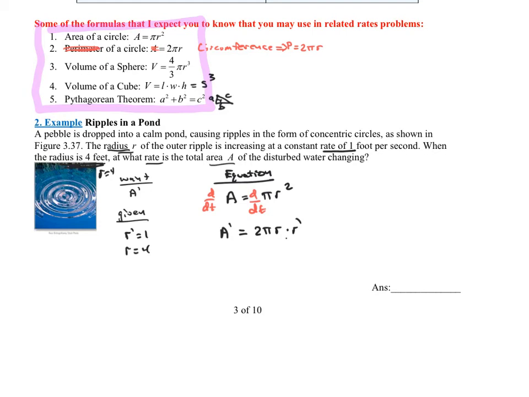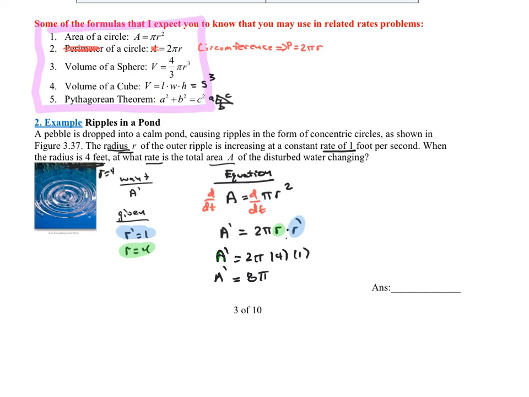Now that I have taken the derivative of both sides, only now can I go back in and plug in the given information. So we would have A prime equals 2 pi times the radius, which was given as 4, times the rate of change in radius, and that's a 1. Okay? So what do we have? Well, 2 pi times 4 times 1 would be 8 pi. So if they wanted the exact answer, it would be 8 pi.